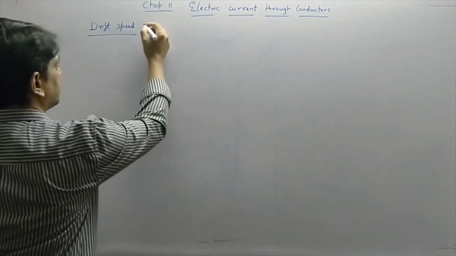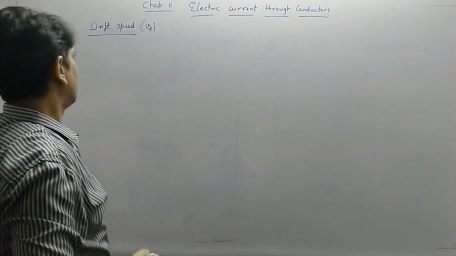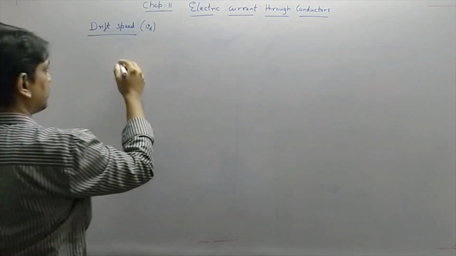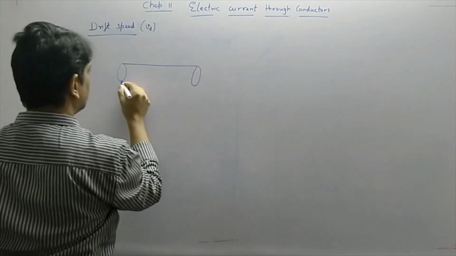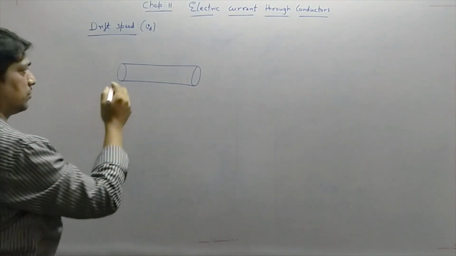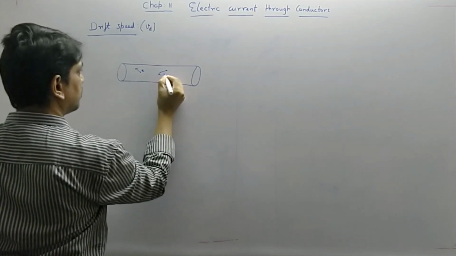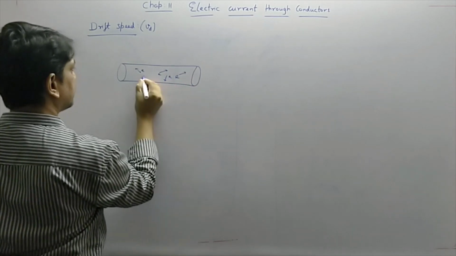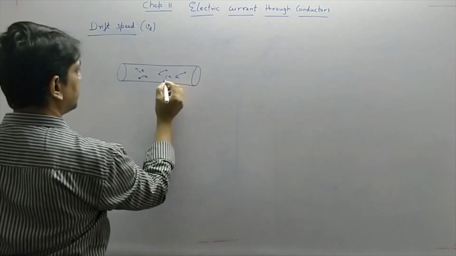Drift speed is given by Vd. We know that in conductors we have a large number of electrons moving randomly in all possible directions inside the conductor. So electrons are moving in all possible directions, as we have already seen, with all possible speeds.